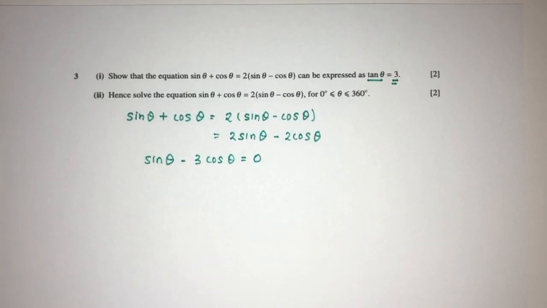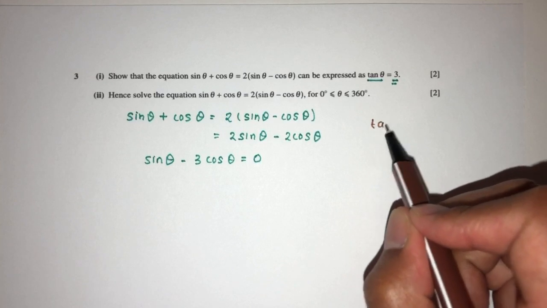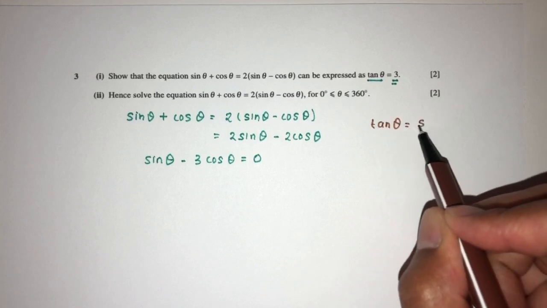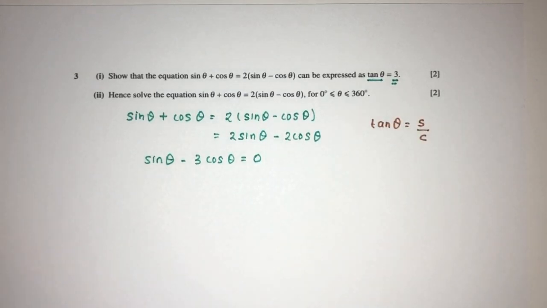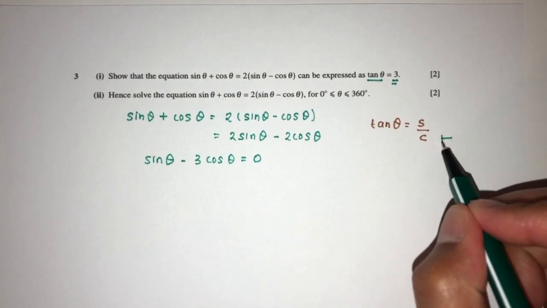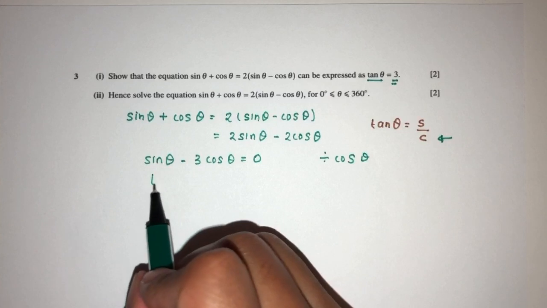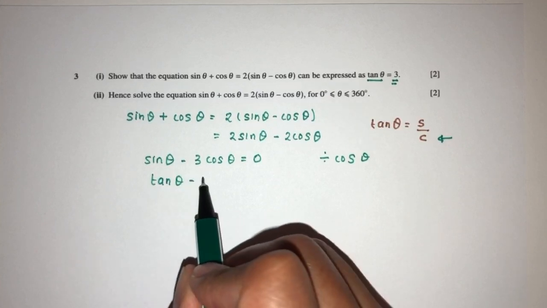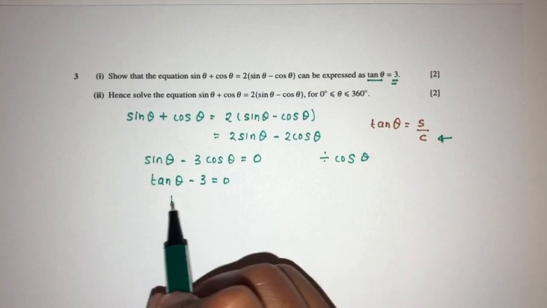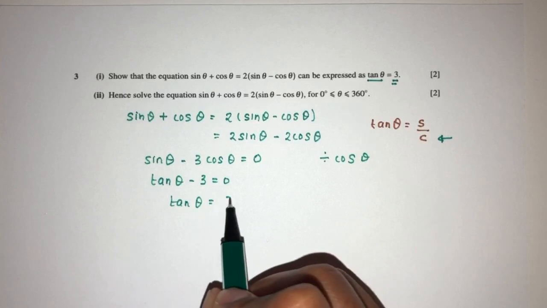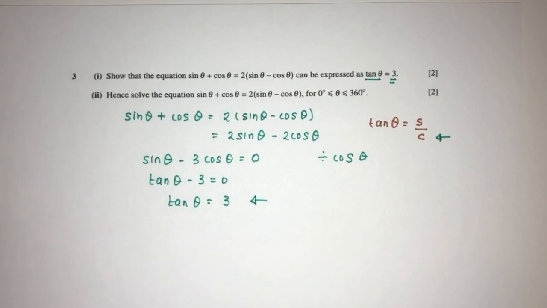Now we understand that tan theta is what? Tan theta by definition, it is sine theta over cos theta. So we have to divide by cos everywhere. Divide by cos theta, you will have tan theta minus 3 is 0. So finally tan theta is equal to 3, shown as required.